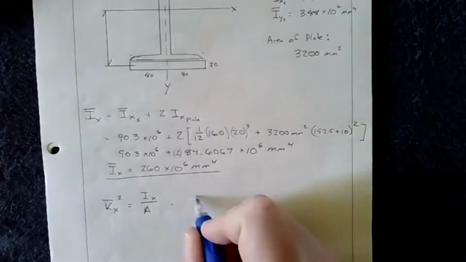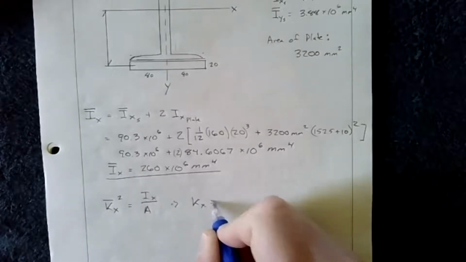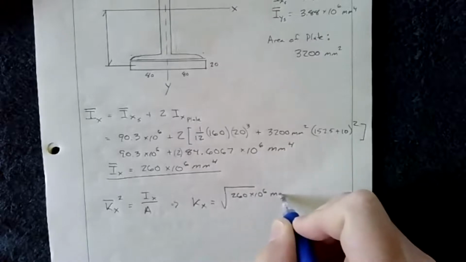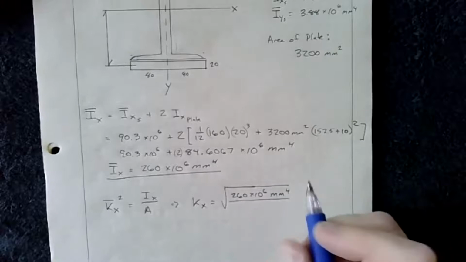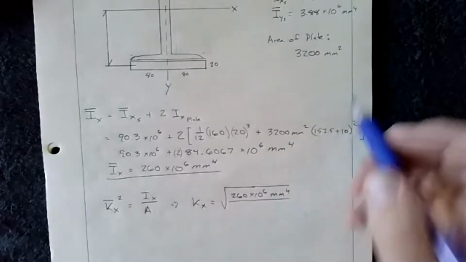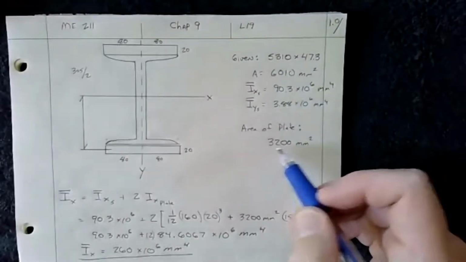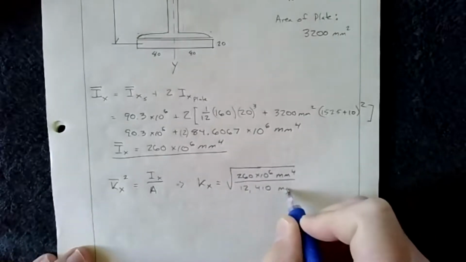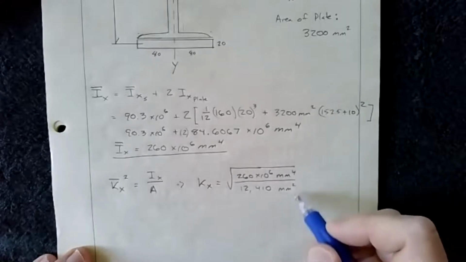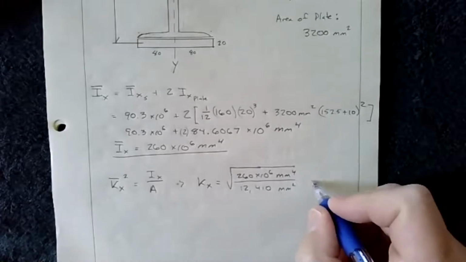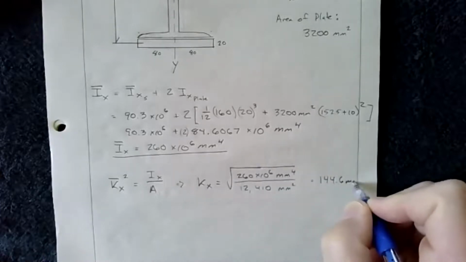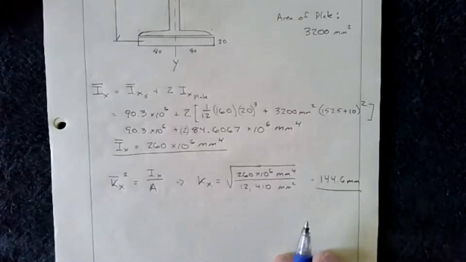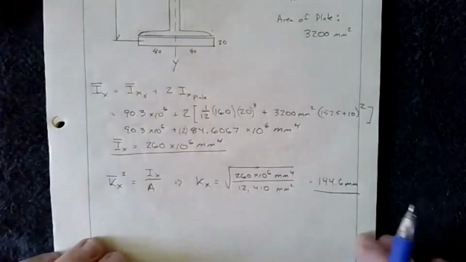So kx equals the square root of 260 times 10 to the 6 millimeters to the 4th, divided by the total area, which would be 610 plus 2 times that, since there are 2 plates. The total area ends up being 12,410 millimeters squared. We end up with the square root of millimeters squared, so we get an answer in millimeters. This equals 144.6 millimeters. This is also a very common number that you'll use if it takes you to a 4. All right.